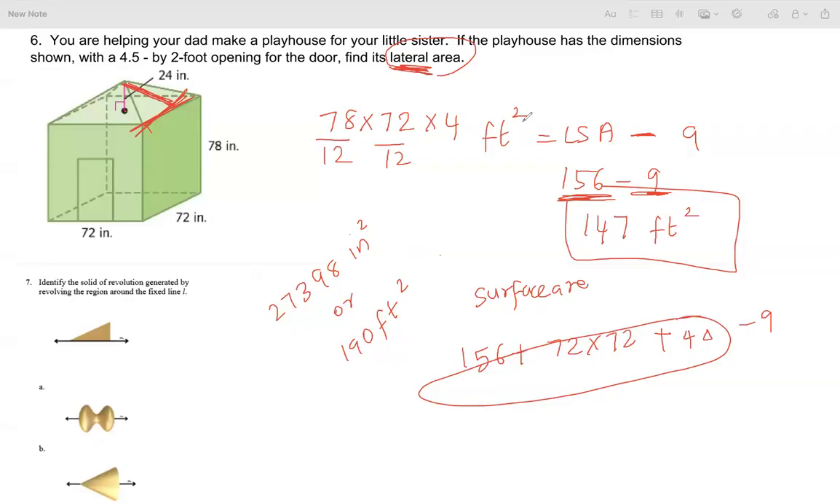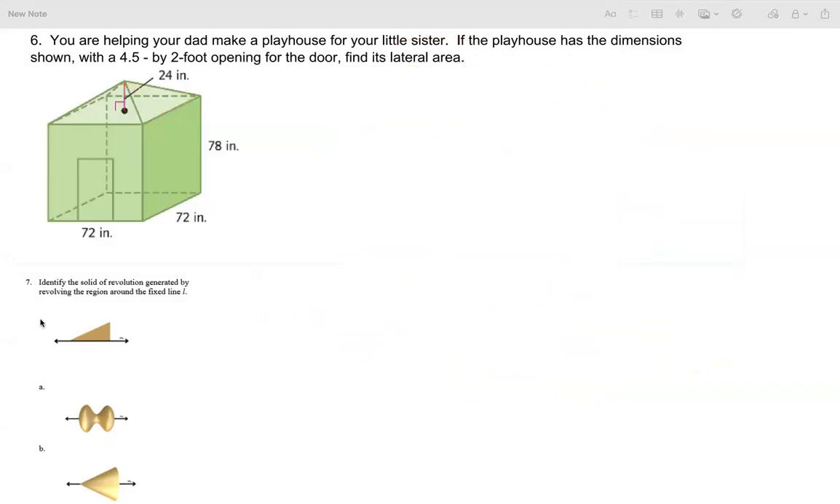Avyuk, how did you get 190? That seems incorrect to me. How did you get that? I never said it was 190. I said in inches as well. That's incorrect. 27,398, you got it, right? Let me see in inches. Okay, maybe you're right. So this one is 72 times 78. That's the same thing, right? Times 4. Then you subtract 4.5 times 2, that is in foot. But then you're going to convert it to inches. This is what you did, right?